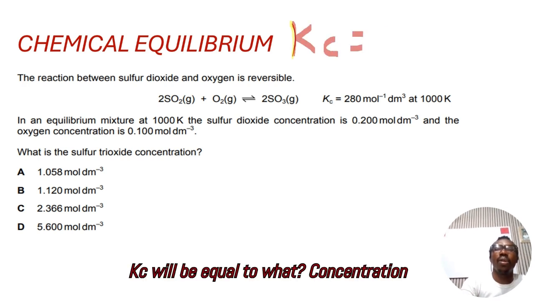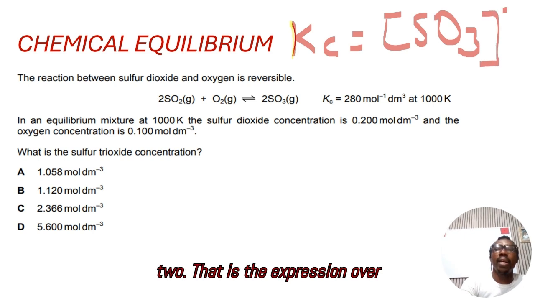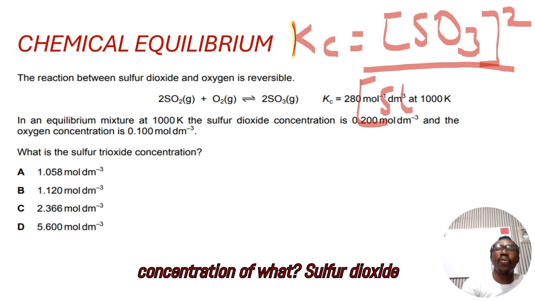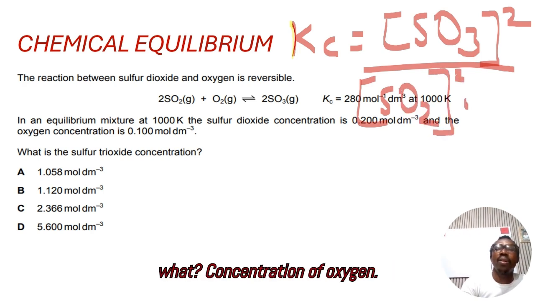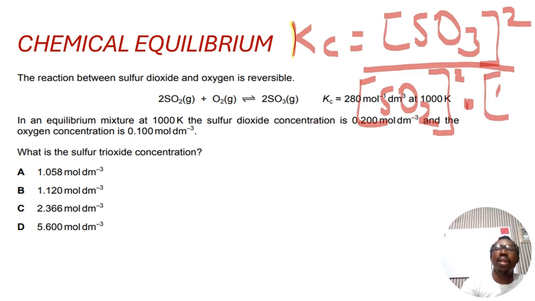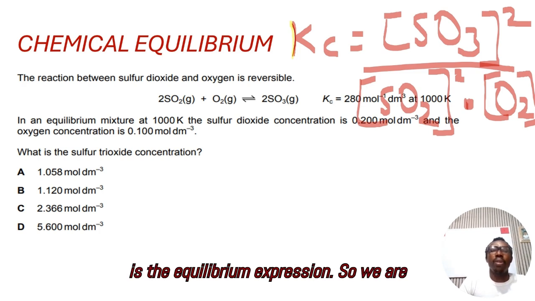Kc will be equal to what? Concentration of sulfur trioxide all raised to power 2, over the concentration of sulfur dioxide all raised to power 2 multiplied by the concentration of oxygen. The square bracket is an indication of concentration. So that is the equilibrium expression.